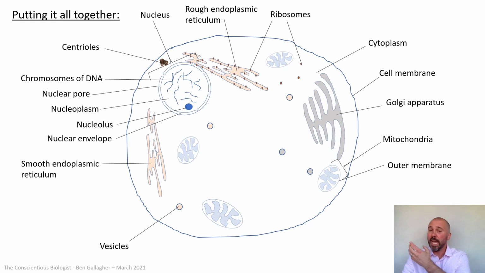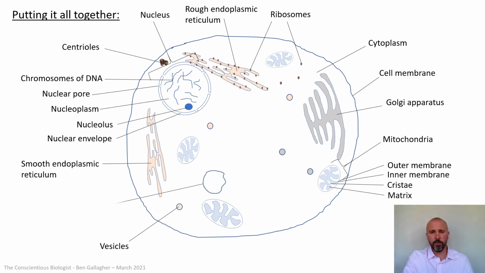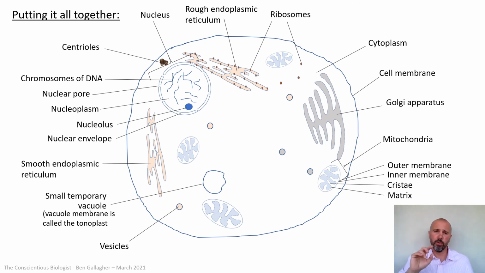Within the mitochondria, again, a bracket label. You've got the outer membrane, you've got the inner membrane folded into the cristae, and you've got the matrix as the fluid within there. You've also, of course, got a small temporary vacuole. Now, as well as saying the small temporary vacuole, one extra label with the vacuole is that the membrane of the vacuole is called the tonoplast. That's just one extra word, as if you didn't have enough.